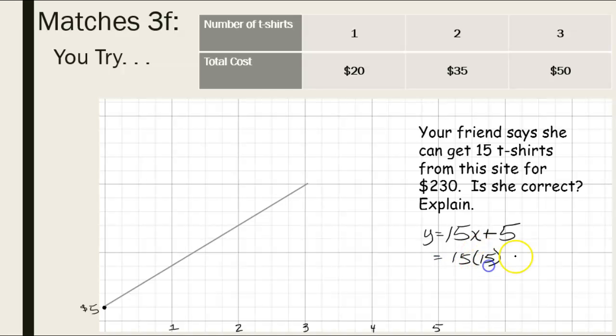So since it's 15 t-shirts, we've got to put 15 in place of the x, and we're checking to see what y is going to work out to be. 15 times 15, hopefully you've already plugged that in, you get $225 for that. Plus another 5 is $230. So yes, friend is correct in this case, okay? And that can be your justification. You could say yes, because 15 shirts is going to cost $230. So if you need to put something extra on there, you can write something like that.